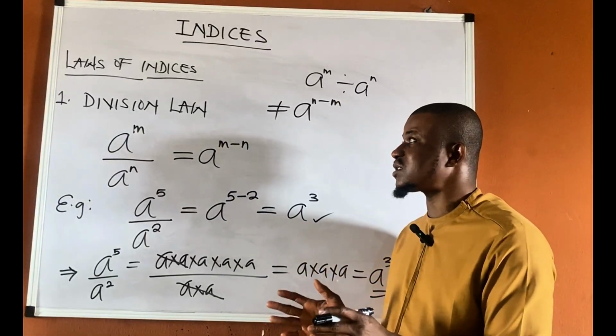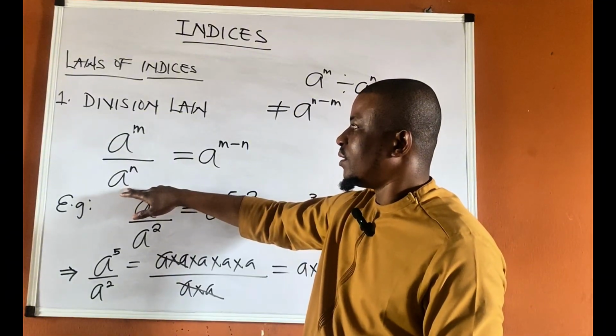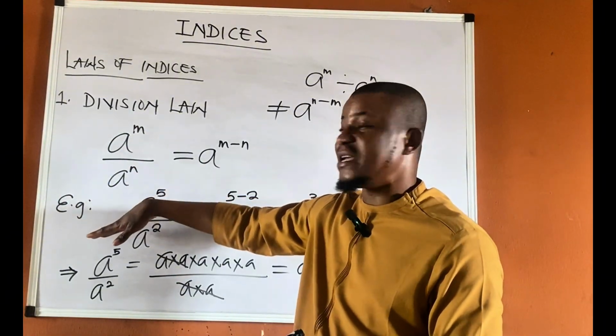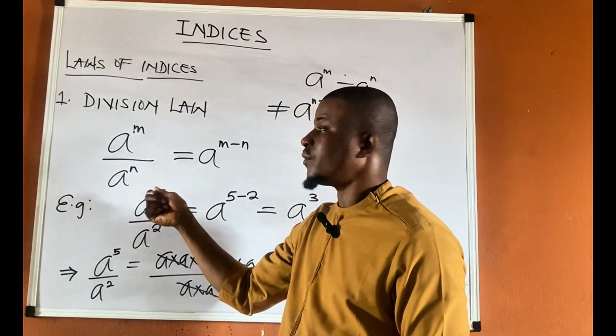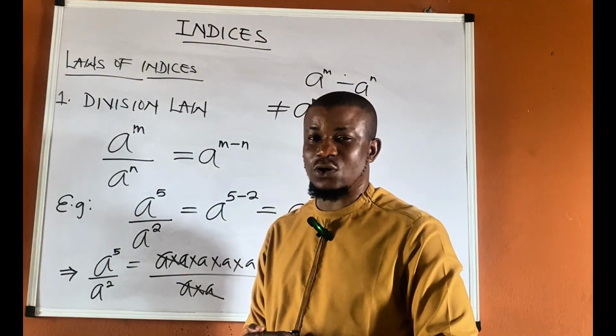So the law of indices on division holds that when you have two index numbers of the same base and they are divided, you take one of the base and subtract the powers. Let's go over to the next law of indices.